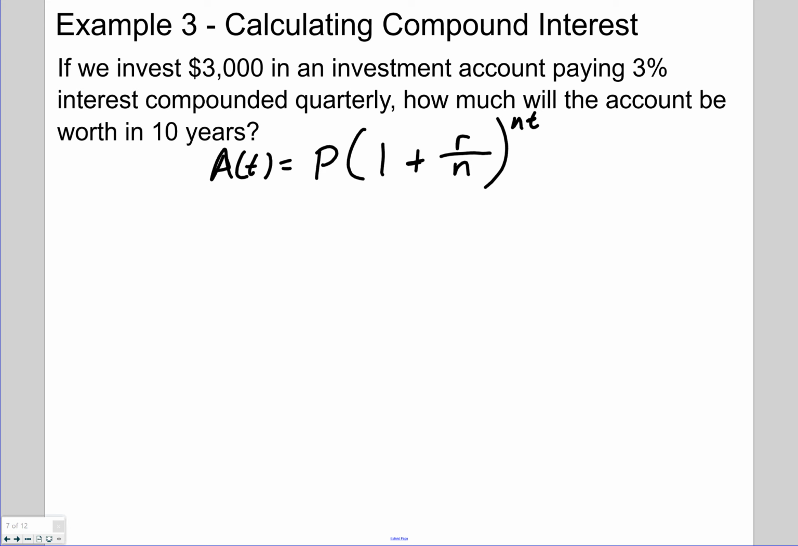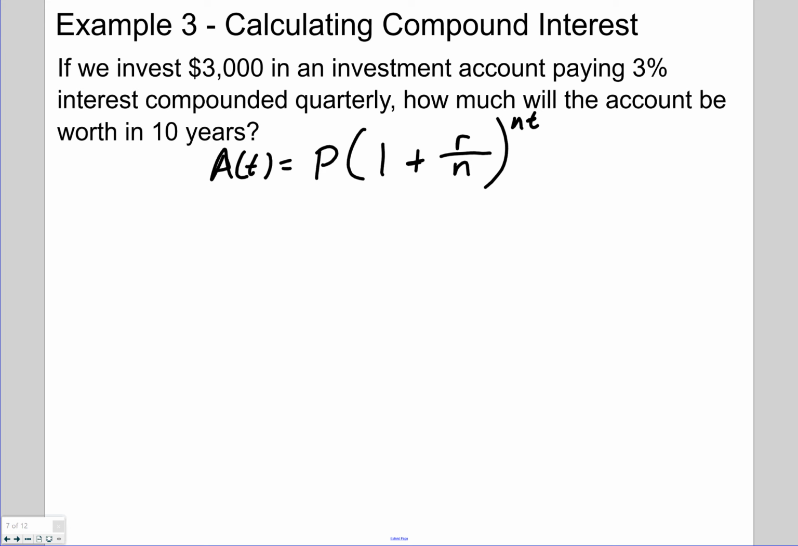Okay. So what are we trying to find? It says, how much will the account be worth in 10 years? What are we trying to find at the end of this problem? What is it? Not interest, right? The interest will be how much we earn, but it's going to be how much the total account is worth. So it's the interest plus our initial investment.